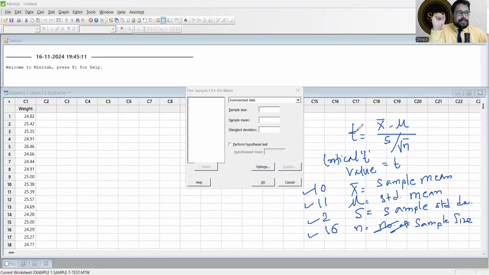See what we are talking about, one sample t-test. What is one sample t-test? Whenever we are comparing the average of one sample with the standard. Average of a sample with the standard. So this is the standard mean, which is 11. The sample mean is 10. Type in the chat box, everybody.